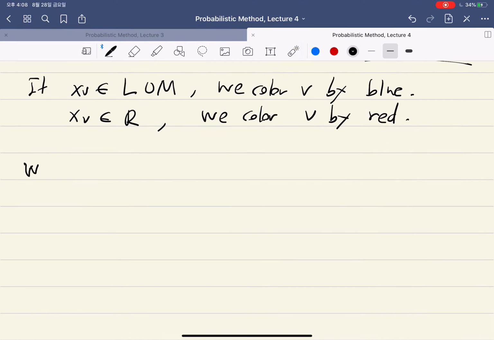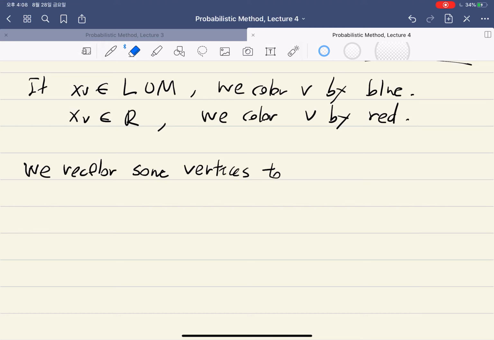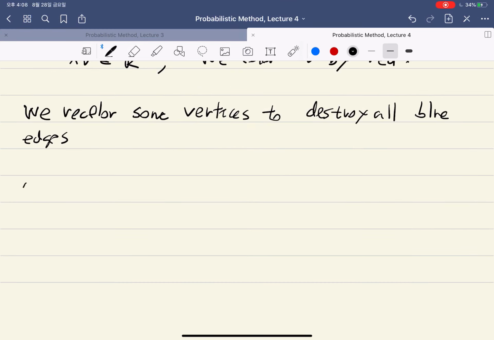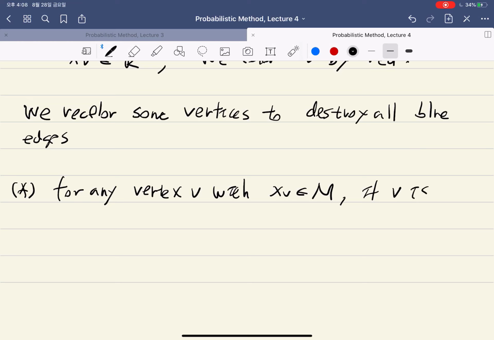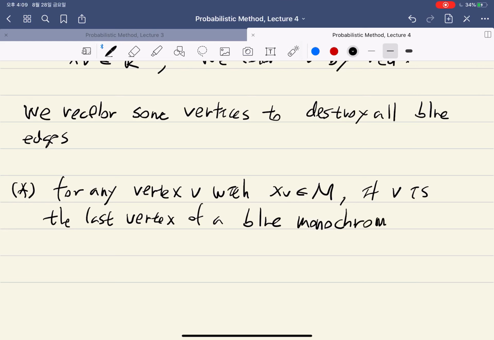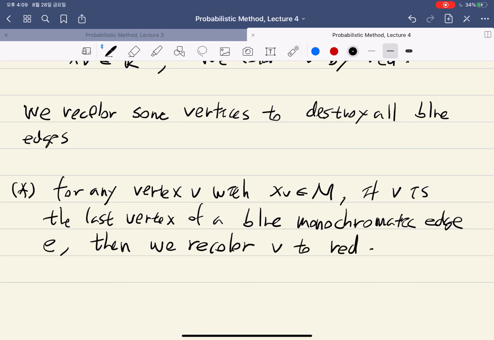So now we recolor some vertices to destroy all blue edges. How do we do it? We do as follows. For any vertex v whose label is in the middle interval, if v is the last vertex of a blue monochromatic edge, then we recolor v to red. So this is what we do.